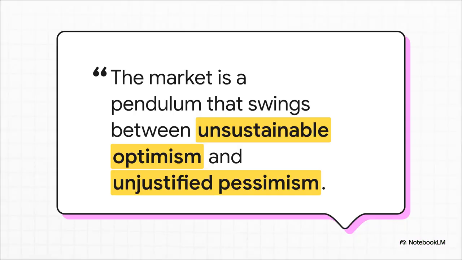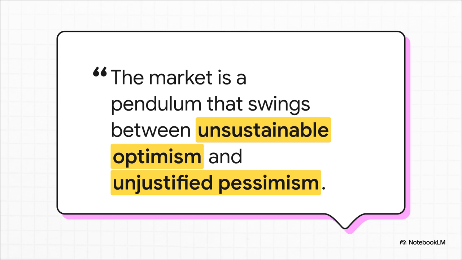And this classic quote just nails it. The market is basically a pendulum swinging between crazy optimism and total pessimism. And in crypto, that swing is amplified like 1,000 times. When everyone's getting euphoric, that's often when things are the most dangerous. And when there's blood in the streets, as they say, well, that's often where the real opportunities are hiding.